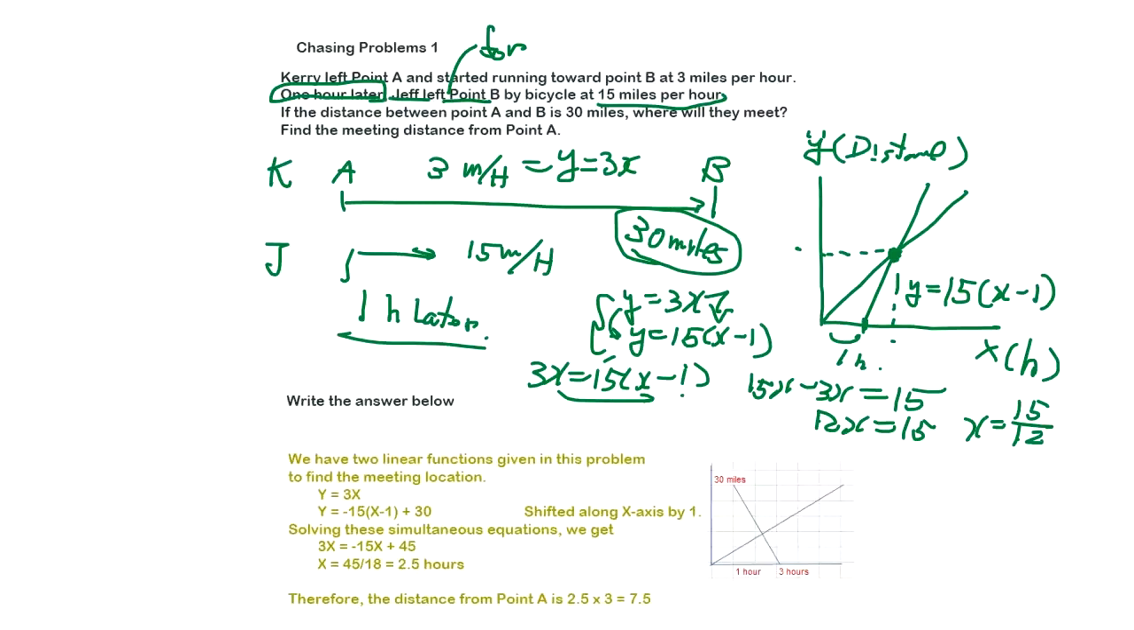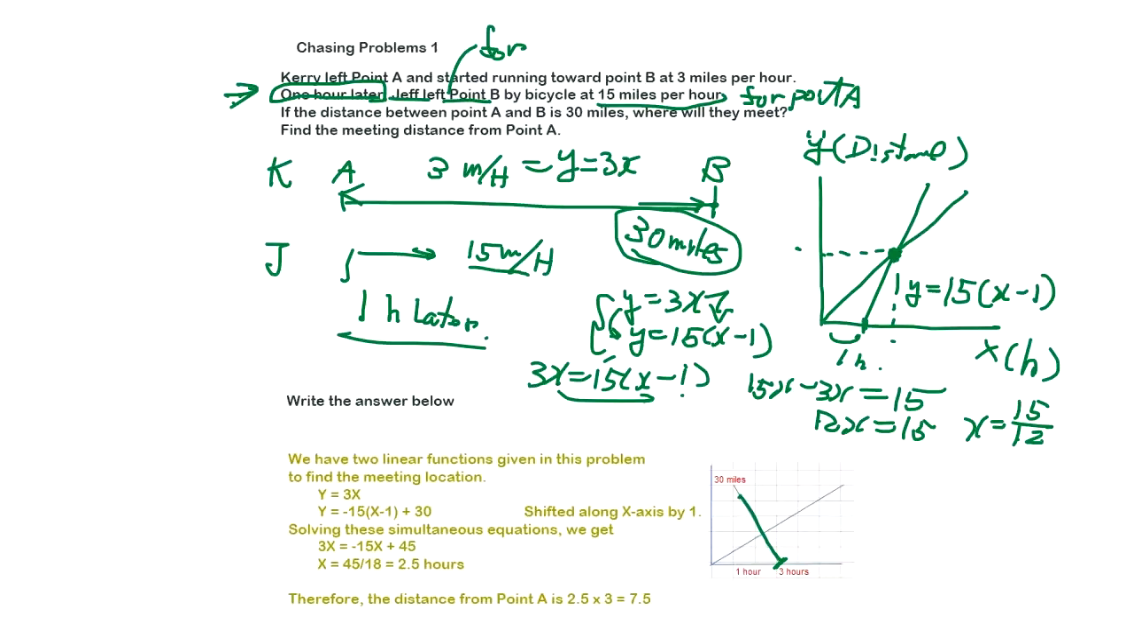Now if Jerry left point B by bicycle for point A, that's a different story. Jerry is 15 miles per hour. So 2 hours later, he has already finished 30 miles, right? So 2 hours plus he left 1 hour early, so 3 hours here. Jerry starts from here and goes in the opposite direction.